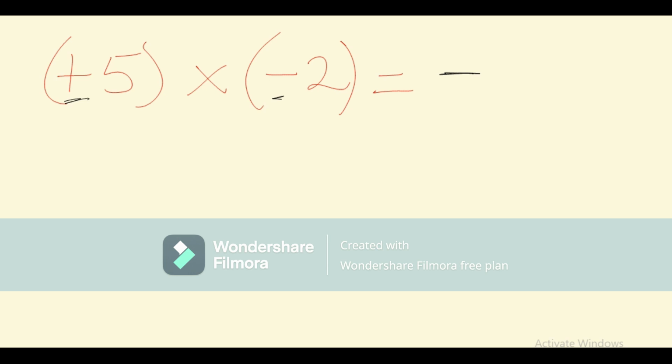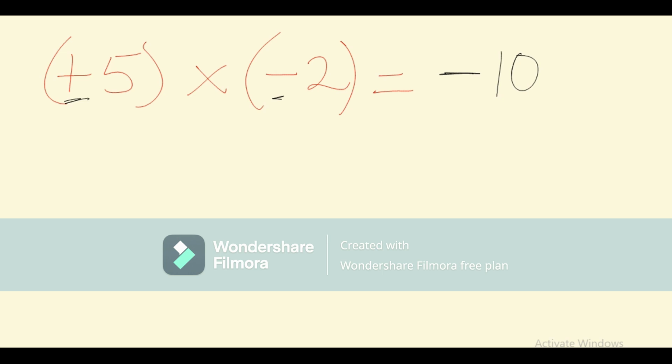We can also have another one like this. What if we have positive 5 times negative 2. A positive 5 multiplying a negative 2. Now you need to observe that the sign of the two of them are different, positive and negative. That gives a negative, and 5 times 2, that is 10. So that's basically how we're going to do that.